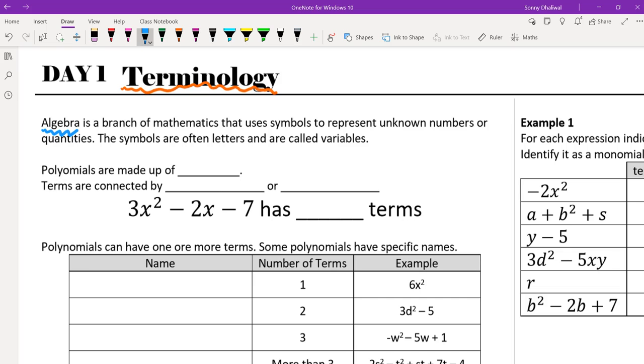Algebra is something that you started in grade 8. I'm hoping that you started it before you went to lockdown and started talking about COVID stuff.